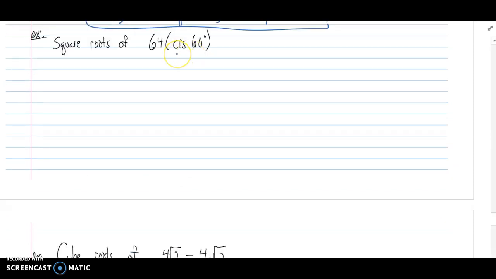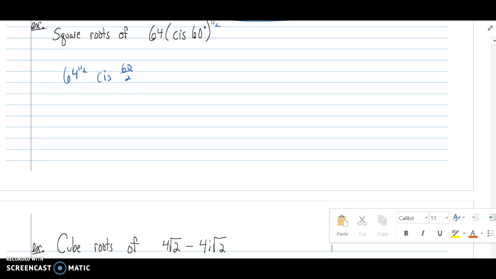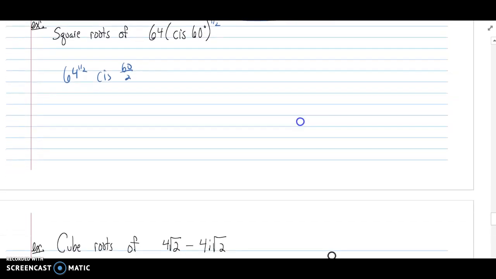Okay, this time the number is given to us in trig form already. We need to find the square roots of 64 cis 60. So we want to take this number to the 1/2, that's the square root. So 64 to the 1/2 cis of 60 over 2. So 1/2 is a power for the number out front for our radius, and it is also then multiplied by the angle that we have. 64 to the 1/2 is 8. 60 divided by 2 is 30.